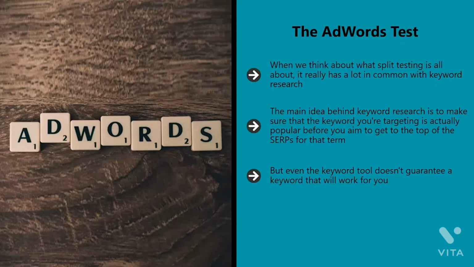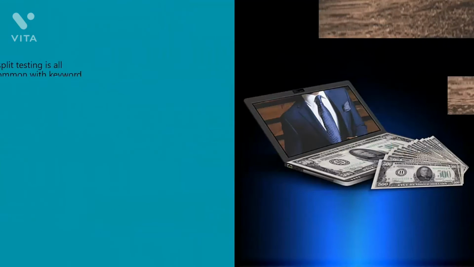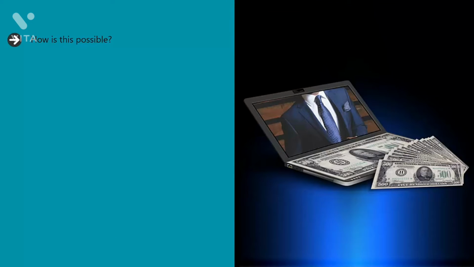Even if you can land the most popular keyword in the world, you might still struggle with your CTR, or you might find that the intent behind the keyword isn't right for you. In other words, the people who search that phrase aren't interested in buying your product. Imagine doing all that work to conquer a keyword and then still not being successful because the keyword turned out to be a popular dud. So instead, why not try spending a week at the top of a few and then choose the best one? How is this possible? Simple.